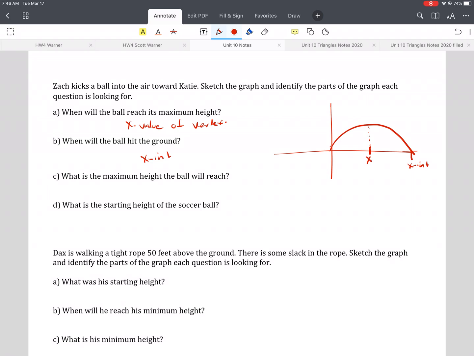What is the maximum height the ball will reach? This is our y of our vertex, y value of vertex. And what is the starting height of the soccer ball? And that would be your y-intercept.